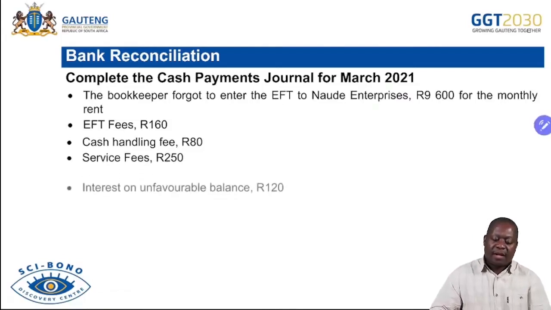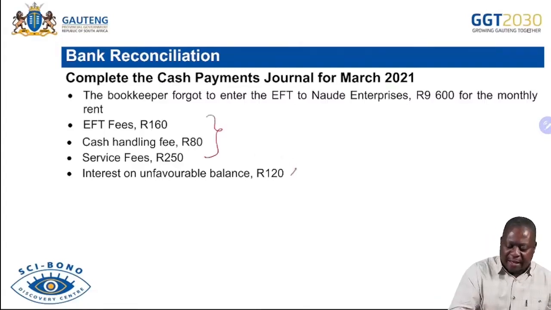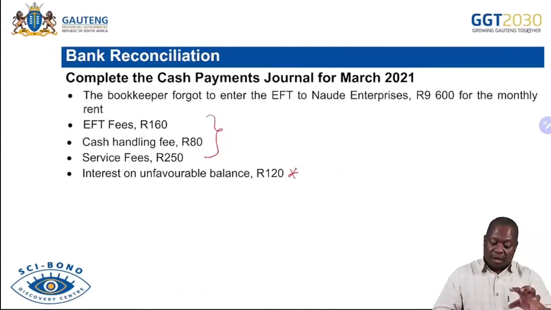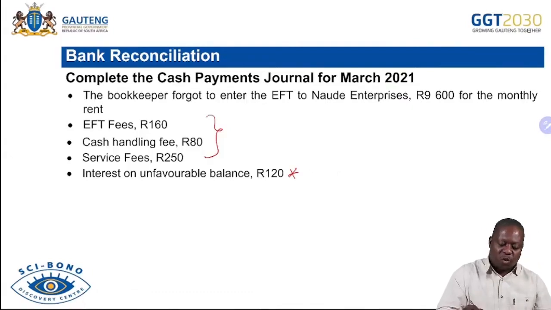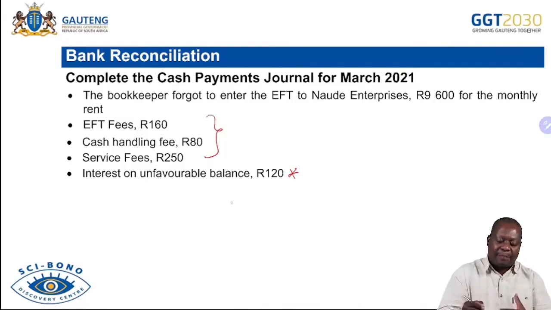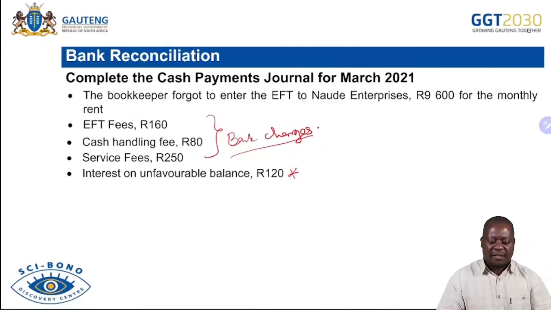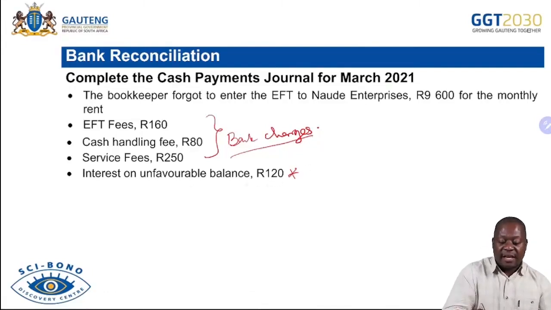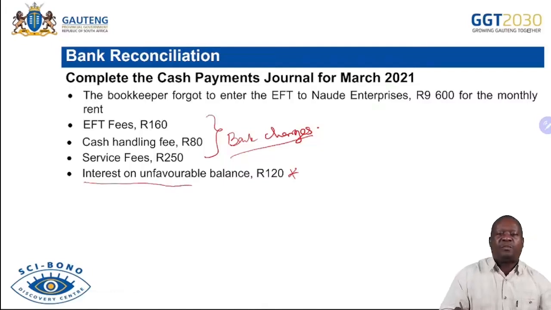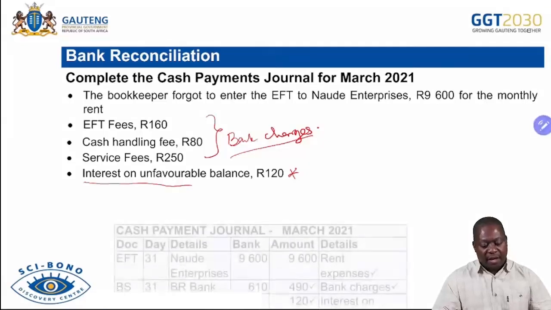Check these now. These four, I said they are payments that are being made to the bank. But I said we are going to separate the three and this one. What we do is check how much is the total for all of this, and we put it aside. And then we separate. The first three are going to be recorded as bank charges. These are just a normal expense. But this one now, it is interest on unfavorable balance. So it has to be recorded as such because it is not just a normal operating expense.